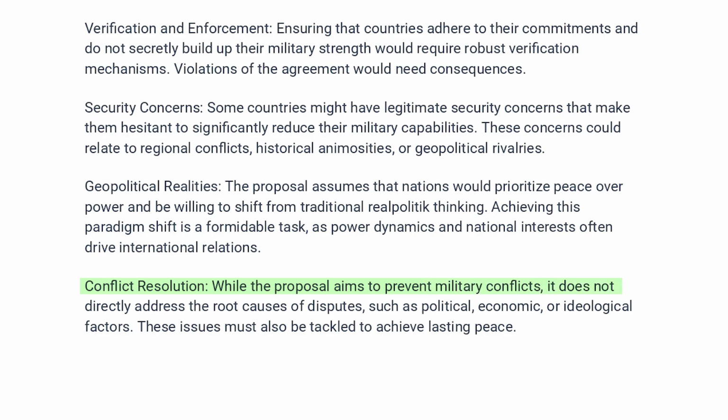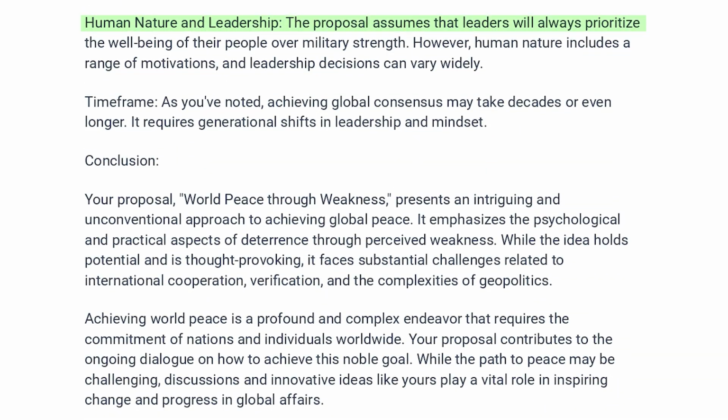Conflict resolution. While the proposal aims to prevent military conflicts, it does not directly address the root causes of disputes, such as political, economic, or ideological factors. These issues must also be tackled to achieve lasting peace. Human nature and leadership. The proposal assumes that leaders will always prioritize the well-being of their people over military strength. However, human nature includes a range of motivations, and leadership decisions can vary widely. Timeframe. As you've noted, achieving global consensus may take decades or even longer. It requires generational shifts in leadership and mindset.